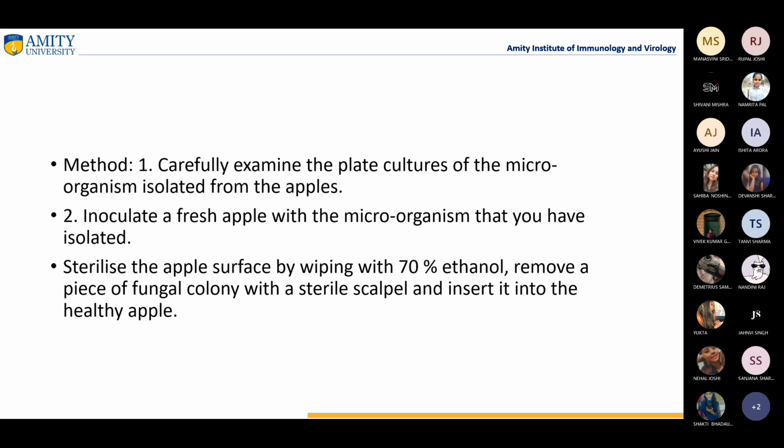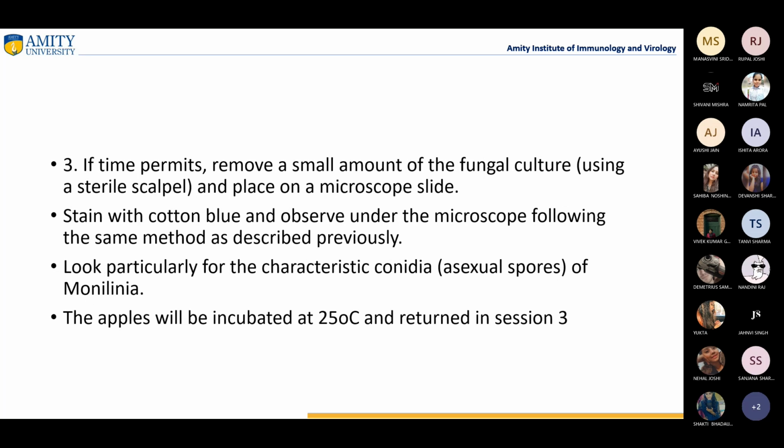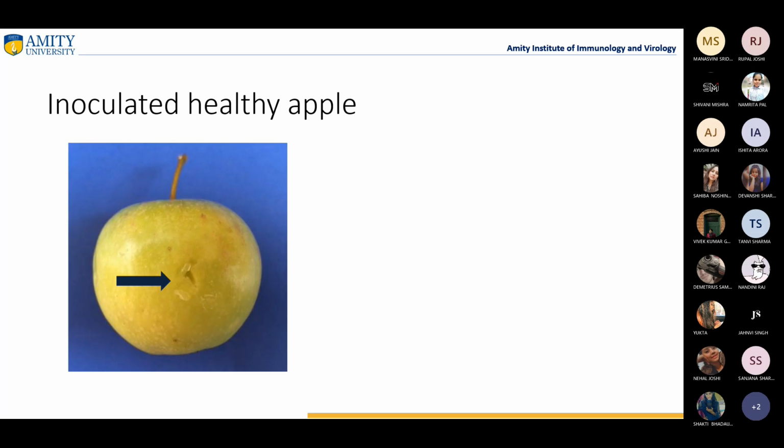Then we'll sterilize the apple surface first. We'll clean it, wipe it with 70% ethanol, and then take a small piece of fungal colony with a sterile scalpel and insert it into the healthy apple, right? If time permits, we should also take a small amount of the fungal culture and check it under the microscope slide. We should try. Now the apples will be incubated again at 25 degrees Celsius, and then we'll follow the session. So this is how.